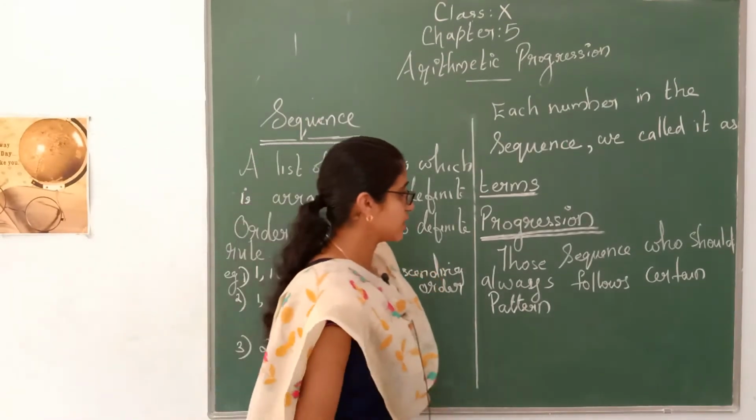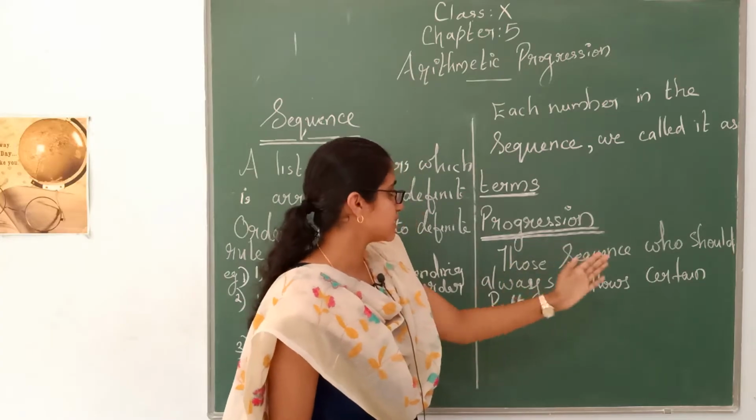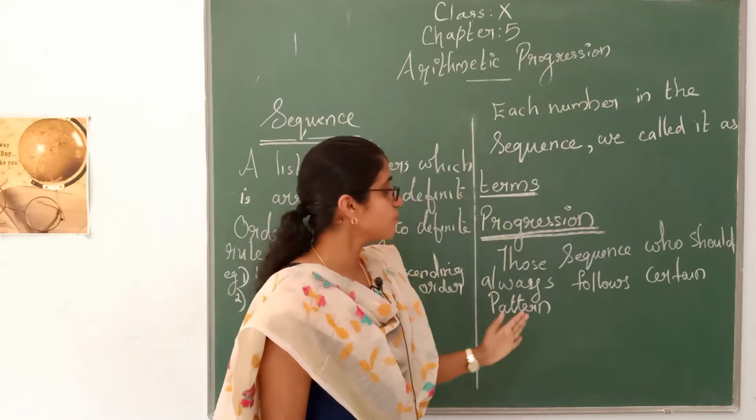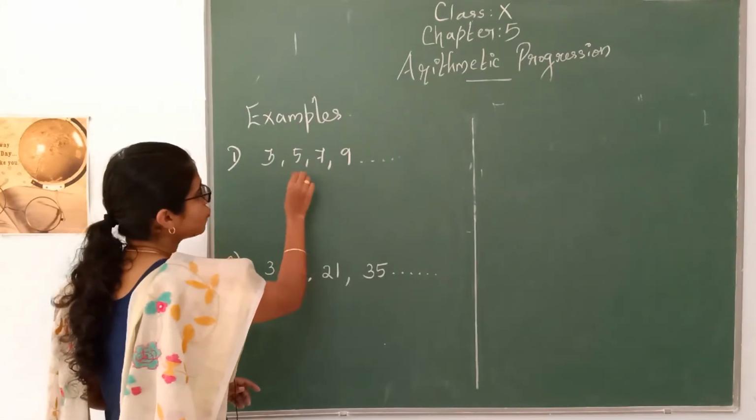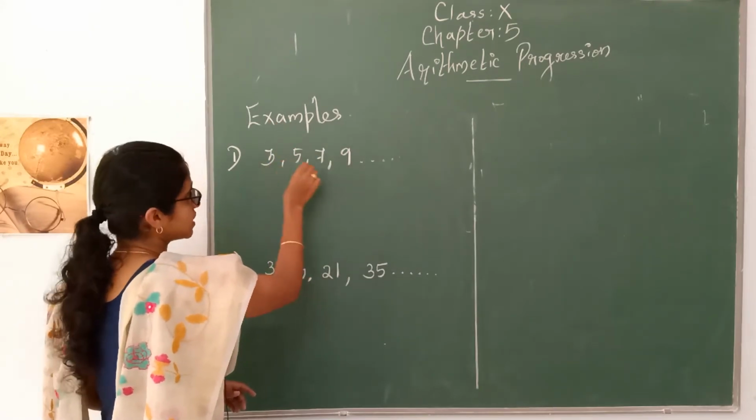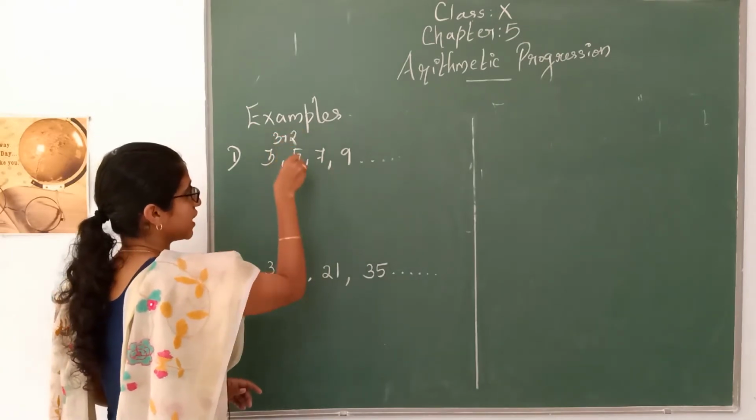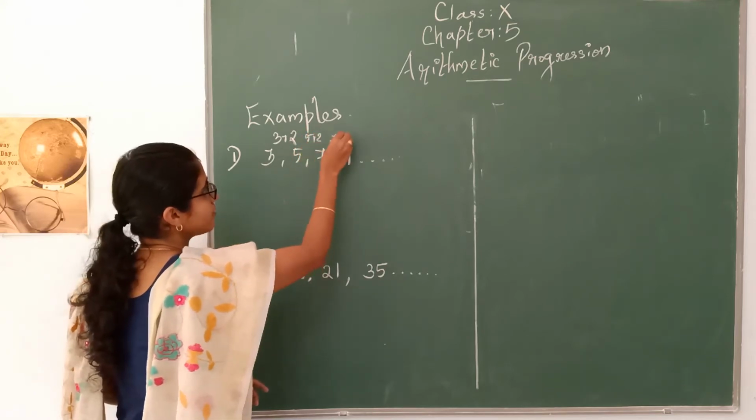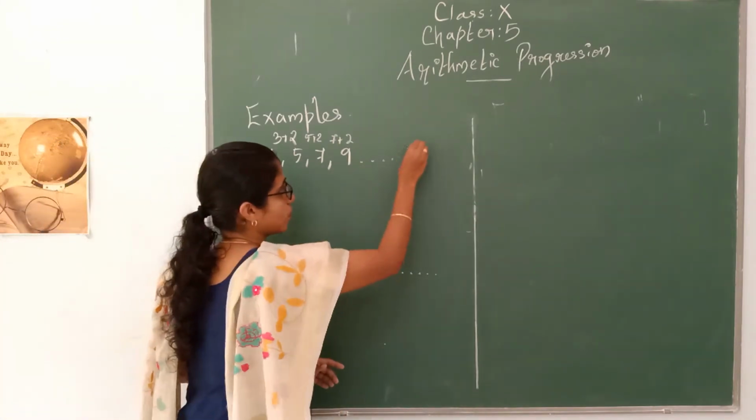Next is progression. Progression means a sequence which always follows a certain pattern. It should be a sequence and it should follow a certain pattern. Examples, first one: 3, 5, 7, 9, etc. Except for the first term, the next terms are obtained by 3 plus 2 is 5, 5 plus 2 is 7, and 7 plus 2 is 9. So there is a pattern. So this one is a progression.